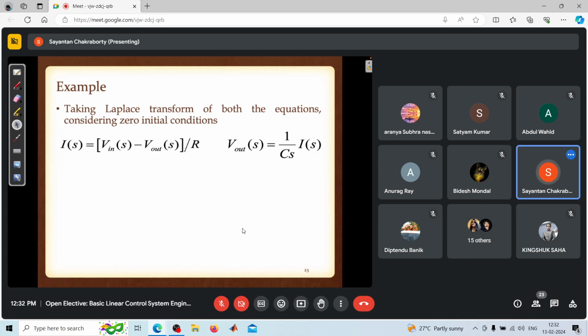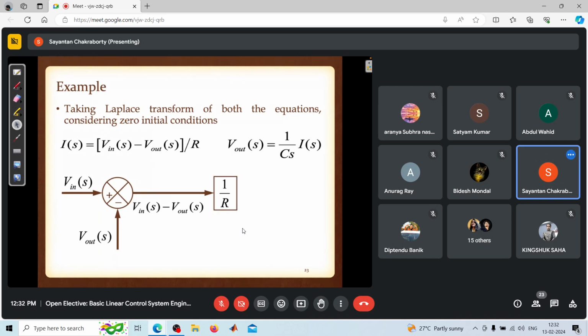Let us see how these equations can be represented via a block diagram. We have V in(s). Now I have to subtract V out, and the output will be V in minus V out. Now if I multiply this by 1 by R, then I'll get I(s). Followed? Then from this I(s), I can calculate V out by multiplying I(s) with 1 by Cs, and I get V out(s).